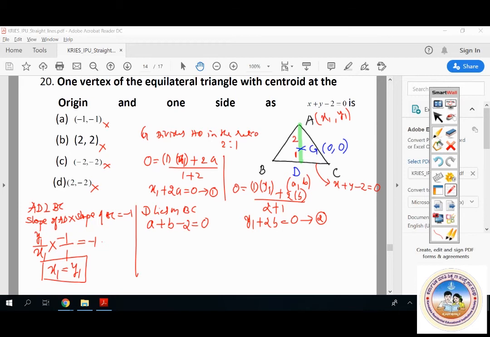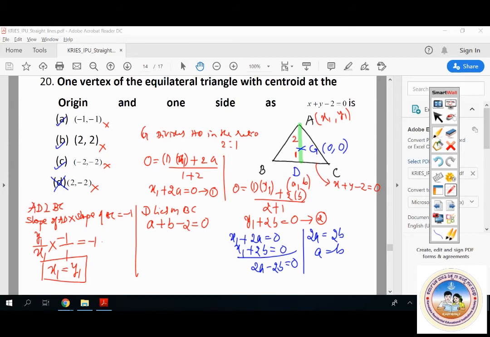So in equation 2, substituting, we get x1 plus 2a is equal to 0. Here x1 plus 2b is equal to 0. Subtracting, we get 2a minus 2b is equal to 0. From this 2a is equal to 2b, so a is equal to b. Look at which options have a equal to b. It may be option C, option B, option A. Option D will not be the correct answer, right?